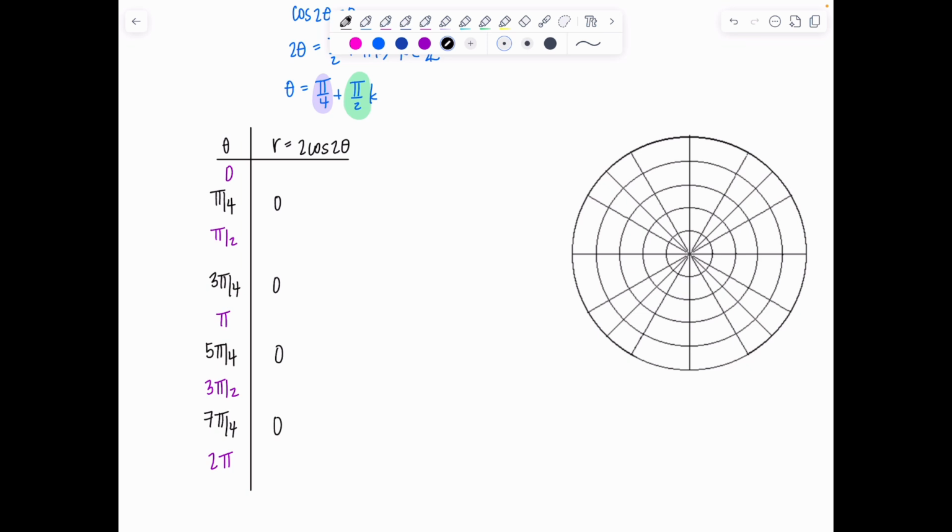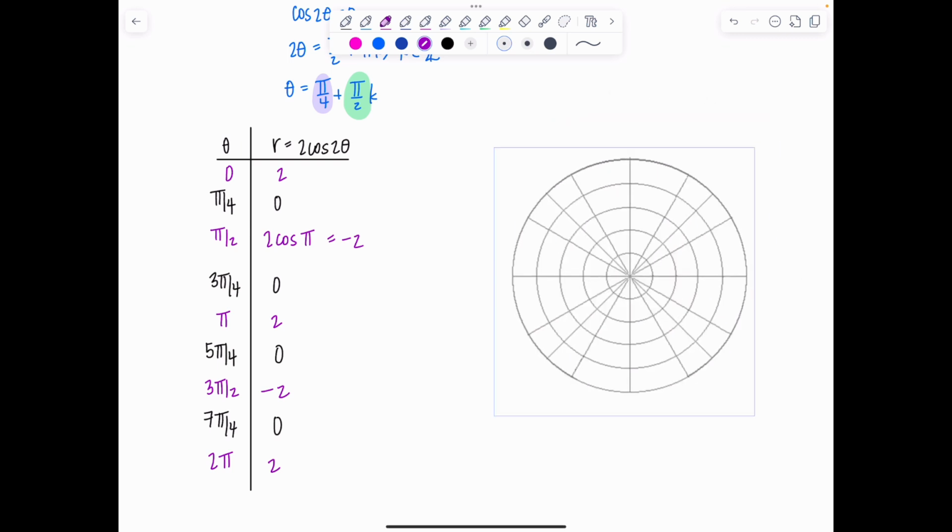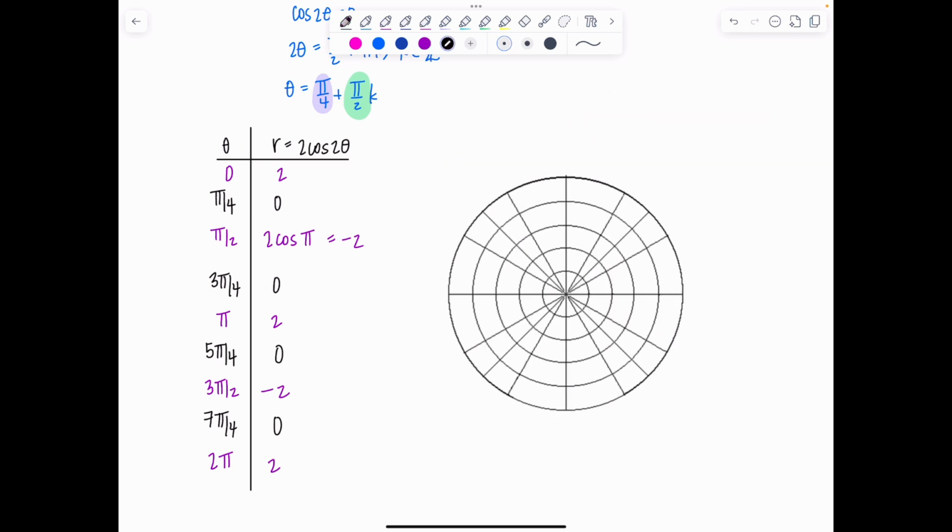And then let's see what the R values are at the other places. So 2 times cosine of 0, that's 2. 2 times, this is going to be cosine of 2 times pi over 2, that's pi. This will be negative 2. This will give me 2, negative 2, 2. Okay? Then scoot this guy over.